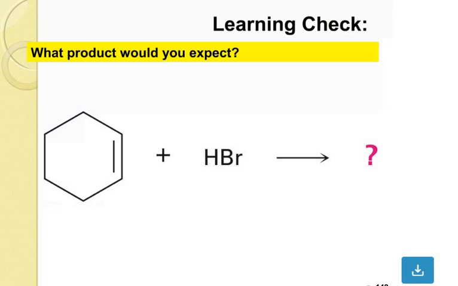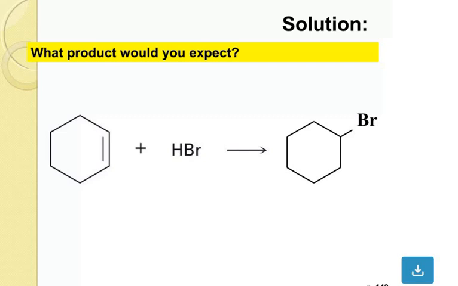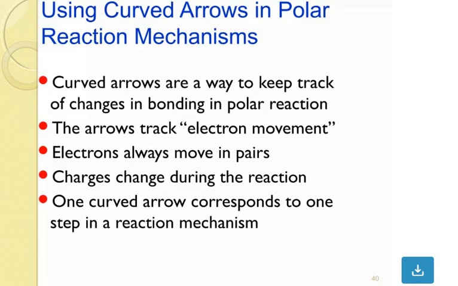So, learning check: what product would you expect? You can see the answer. So, using curved arrows in polar reaction mechanisms. Curved arrows are a way to keep track of changes in bonding in polar reactions. The arrows track electron movement. Electrons always move in pairs. Charges change during the reaction. One curved arrow corresponds to one step in a reaction mechanism.